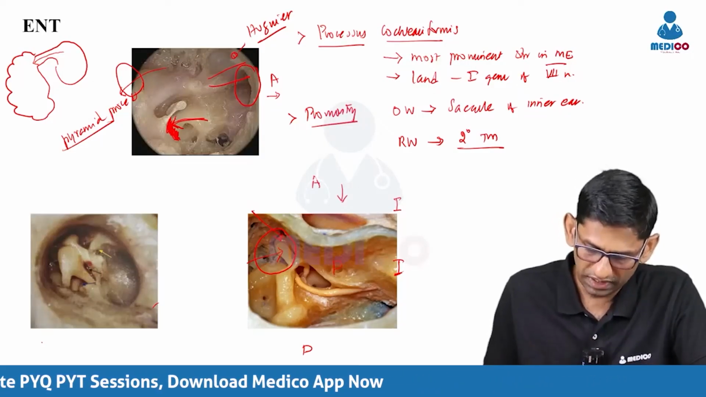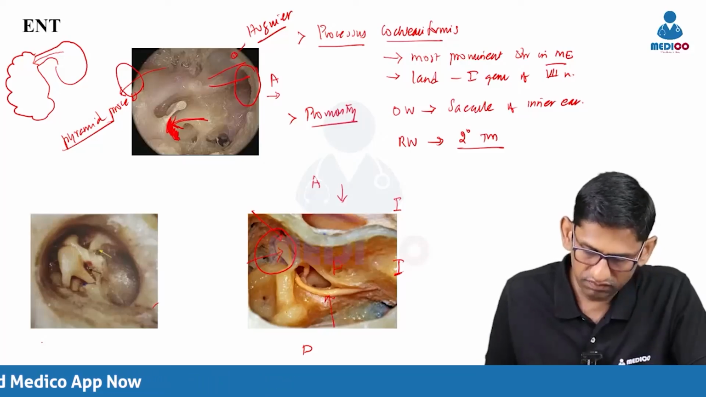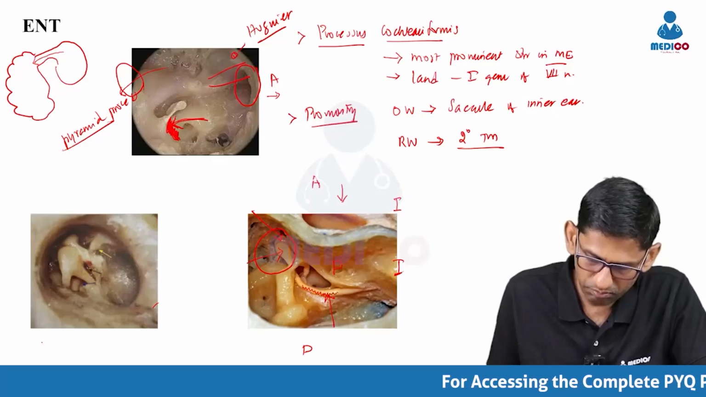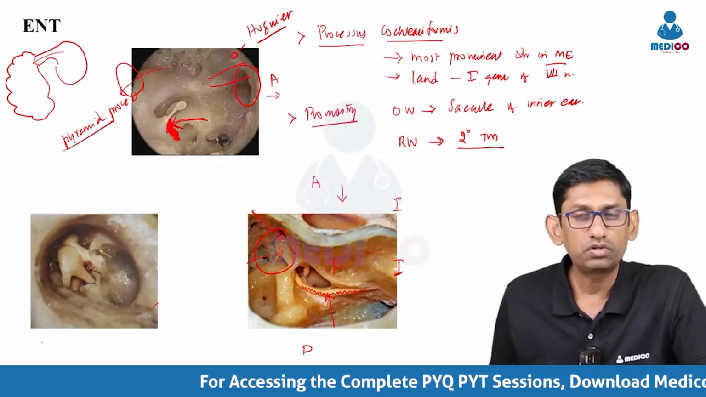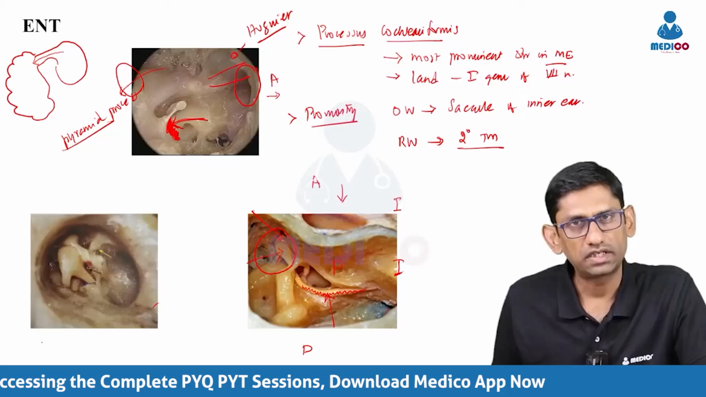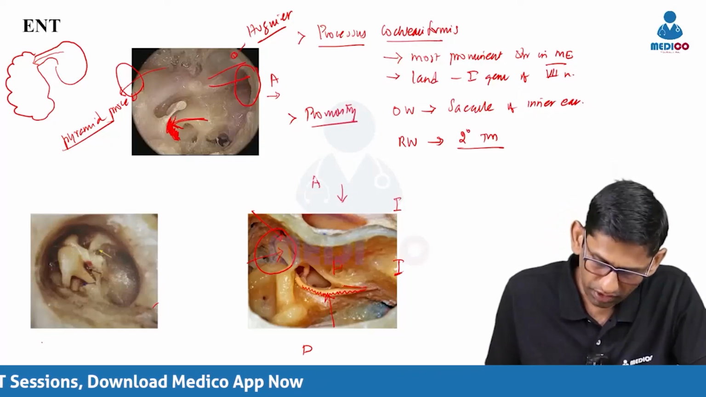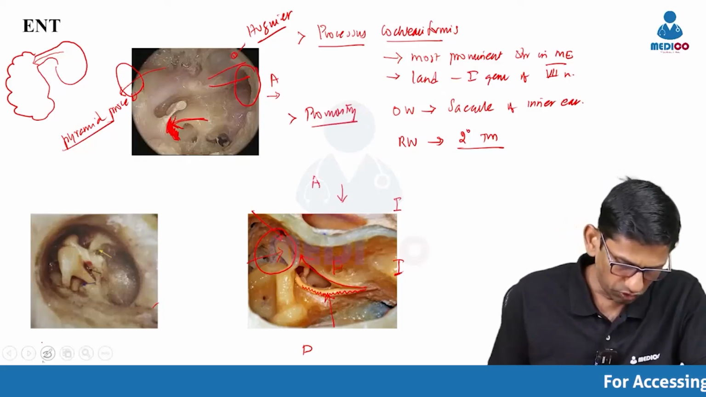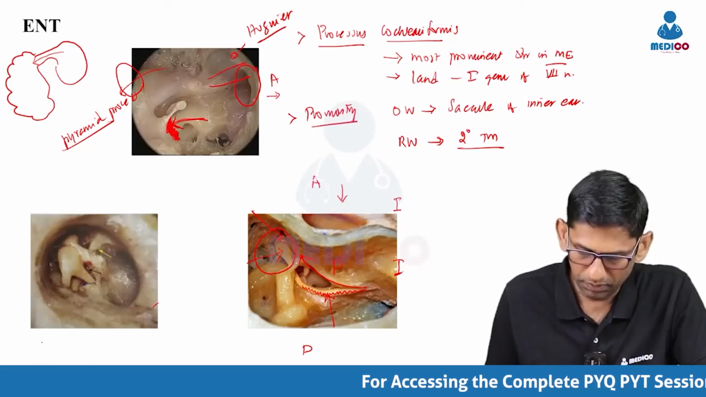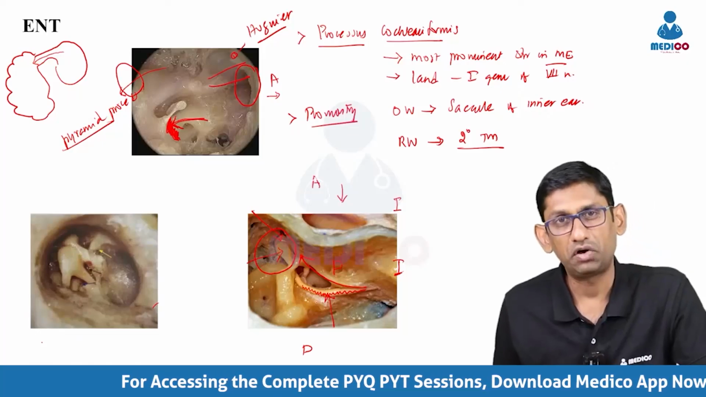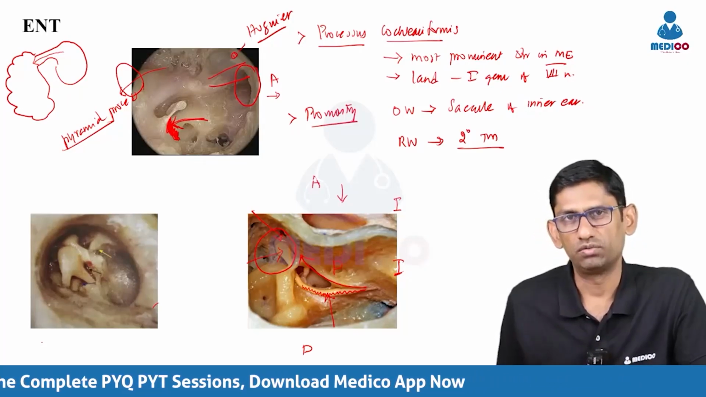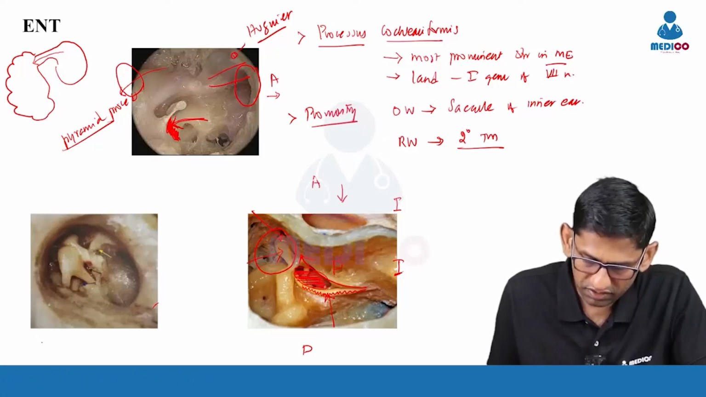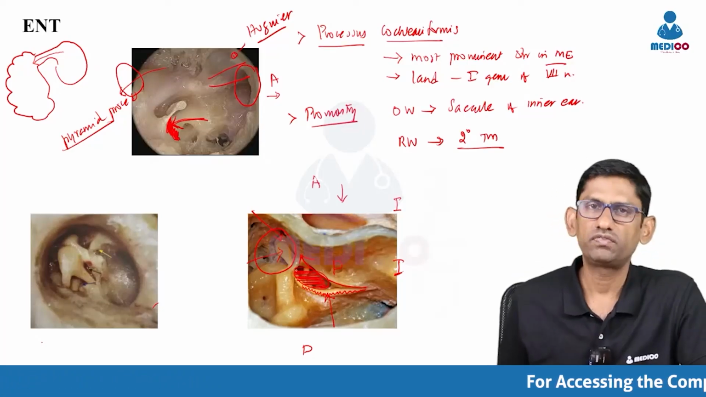In the posterior wall, you can very clearly see a structure running vertically downwards. It is the vertical part of the facial nerve. And we know this facial nerve gives a branch from its vertical part. This is the branch chorda tympani. So if you iatrogenically open the space between the facial nerve and the chorda tympani, or simply lateral to the facial nerve, this opening is called facial recess. So that is the facial recess.